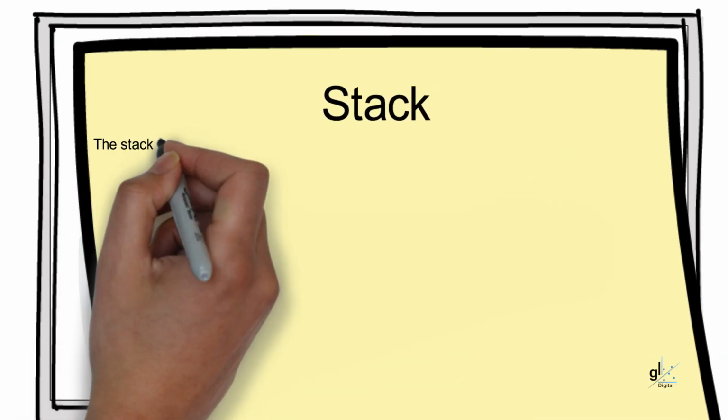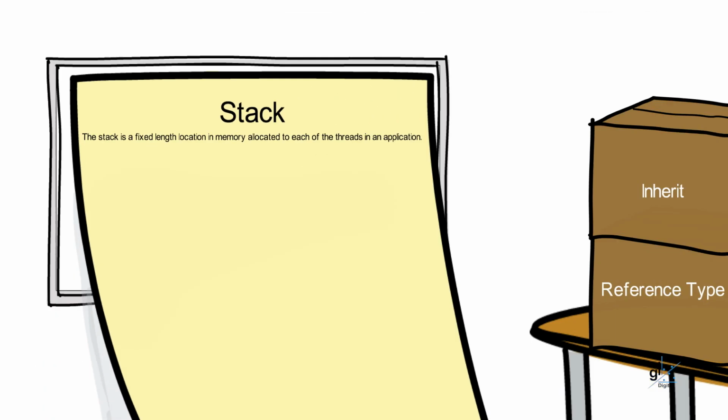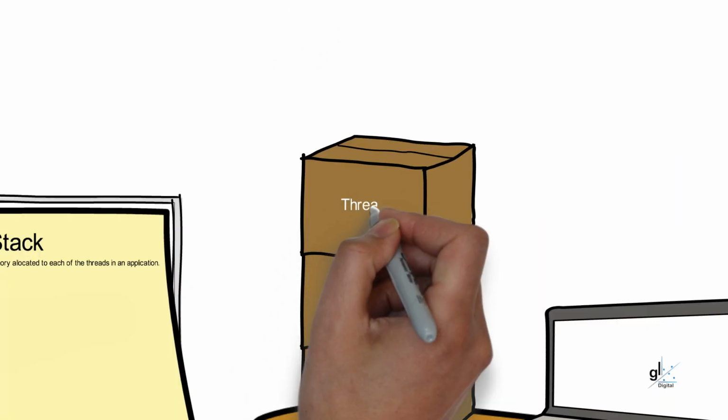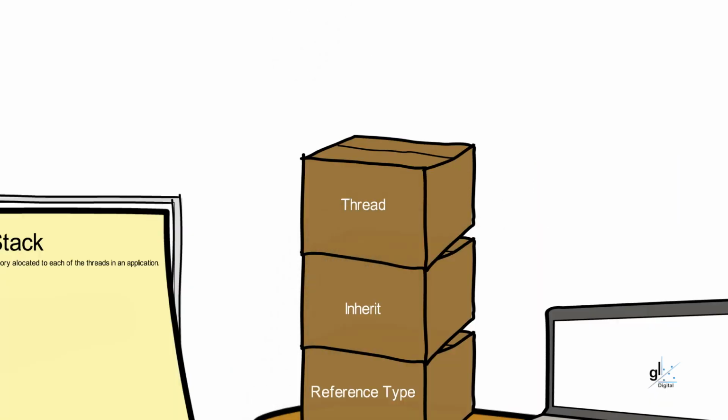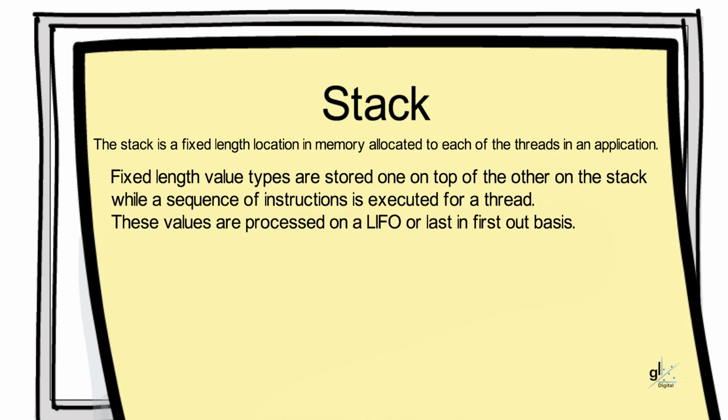Stack. The stack is a fixed length location in memory allocated to each of the threads in an application. Let's push the term thread to the top of the terminology stack. Fixed length variable types are stored one on top of the other on the stack while a sequence of instructions is executed for a thread. These values are processed on a LIFO or last in, first out basis.